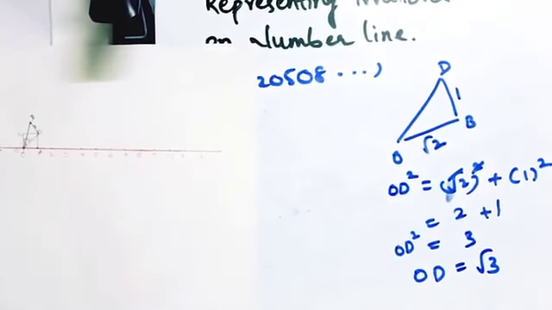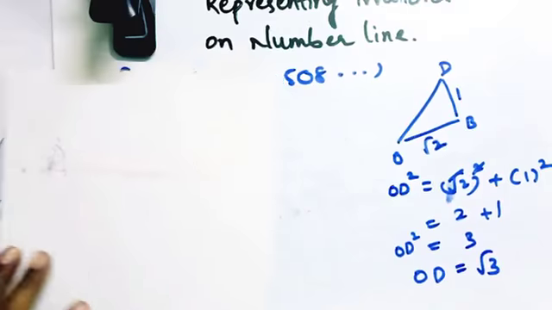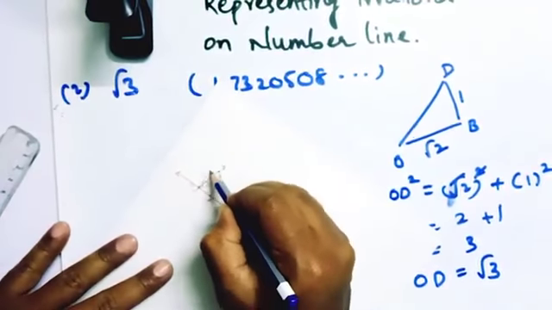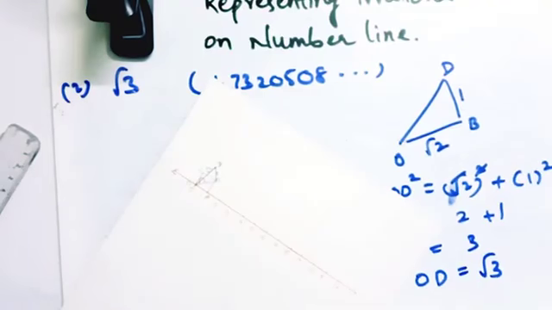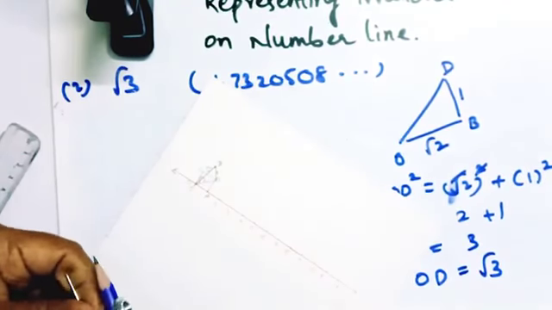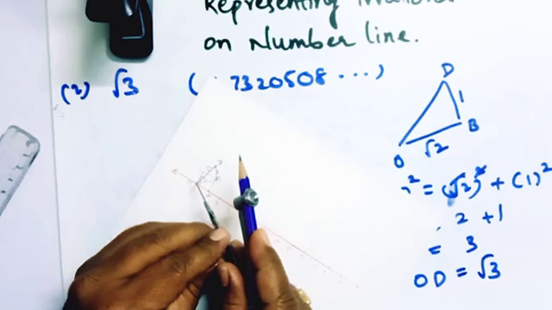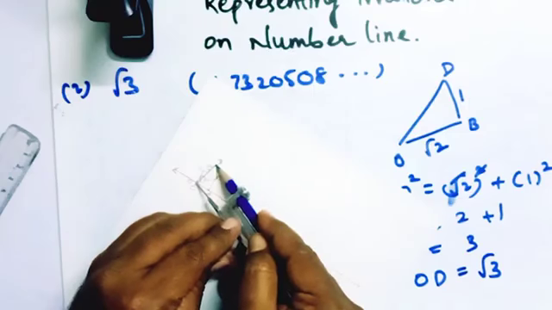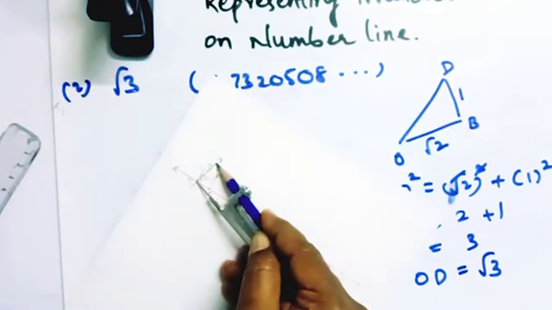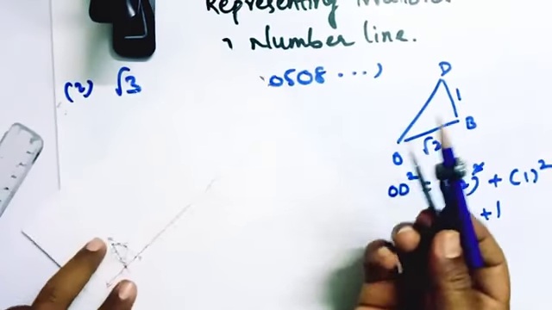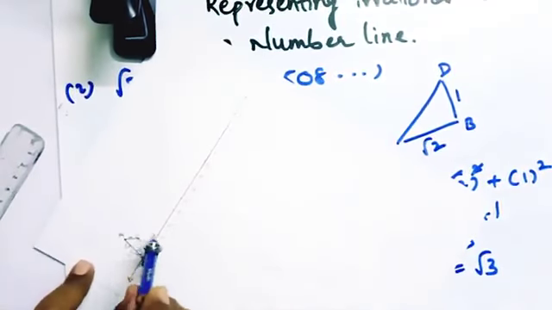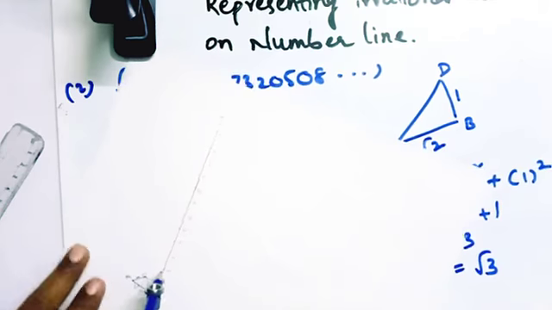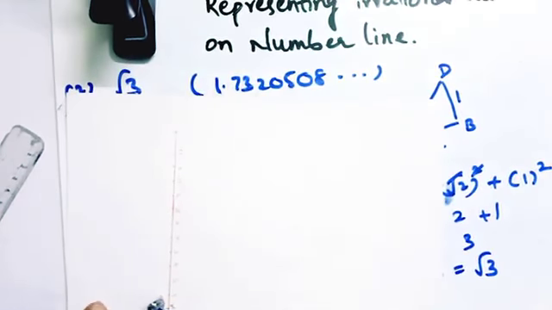So now the length of O to D is equal to √3. Take the compass and take the radius as the OD length, with the center O. I am taking the √3 value as this radius. With the center O, draw an arc on this number line.